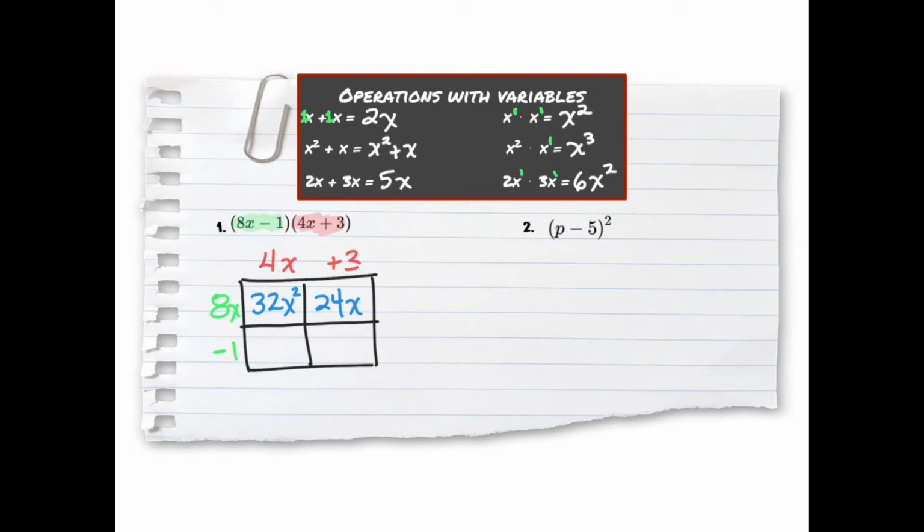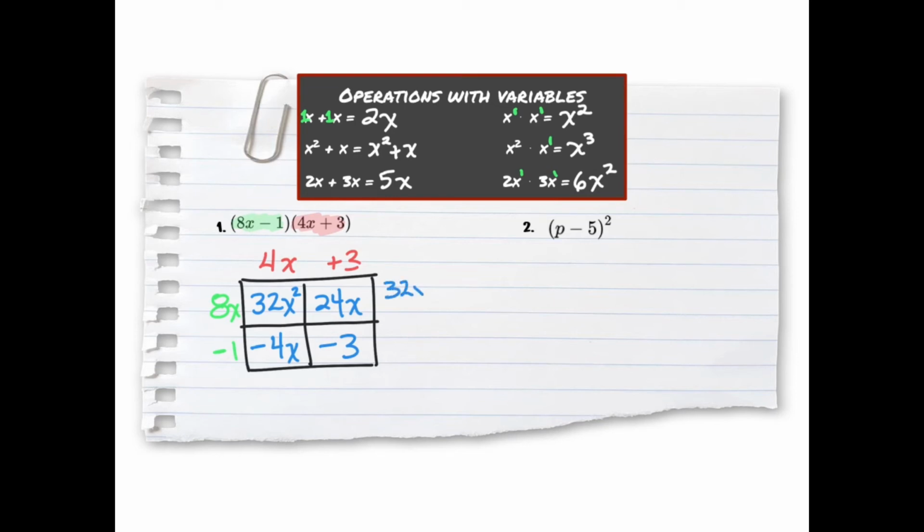Now, what about this box? Negative 1 times 4x. So negative times a positive, negative, 1 times 4, 4, and x times nothing remains an x. At last, probably the easiest multiplication, negative 1 times 3. That's going to give me negative 3. So each one of these boxes is an individual multiplication. Now we're going to put them all together.